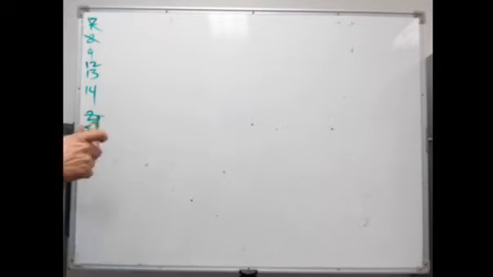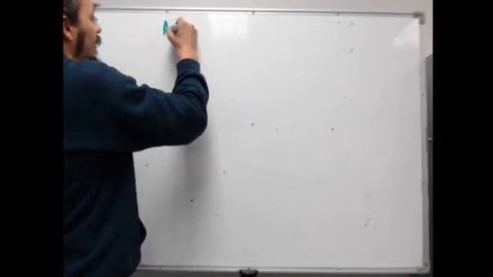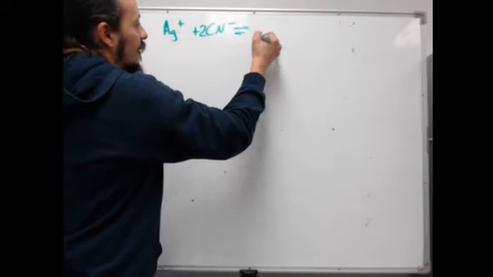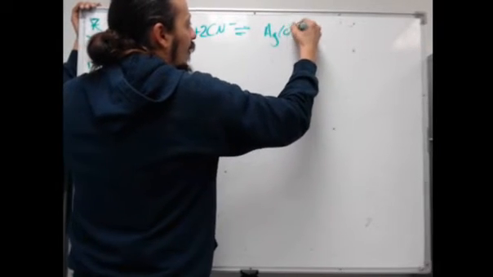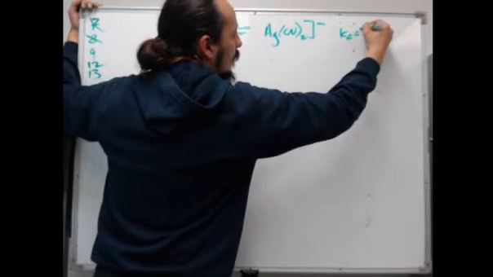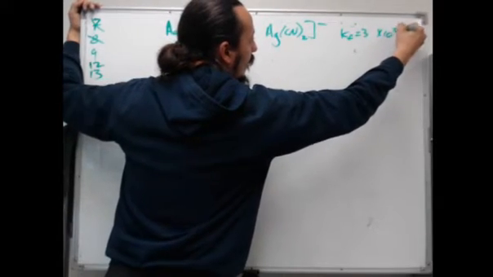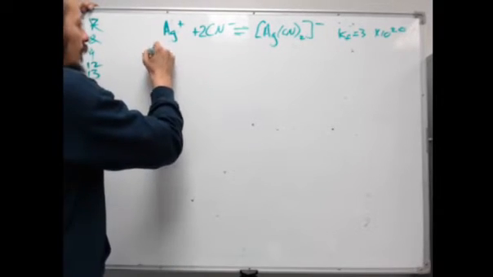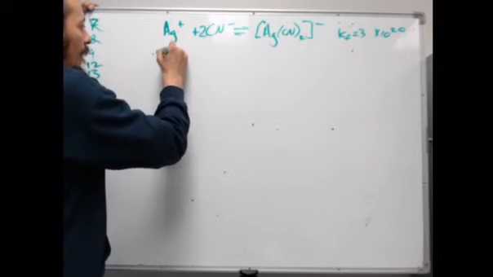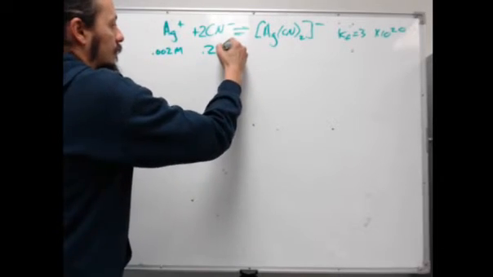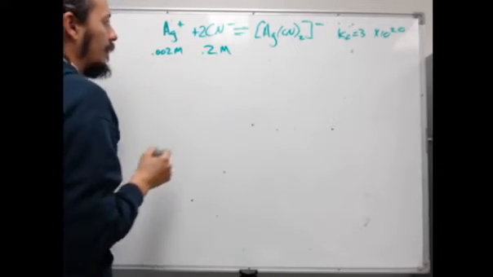Silver ion reacts with cyanide ion to form a colorless complex ion, silver cyanide, Ag(CN)2 minus, which has a formation constant Kf equals 3.0 times 10 to the 20. Calculate the concentration of Ag plus in a solution prepared by mixing equal volumes of 2.0 times 10 to the negative 3 molar silver nitrate and 0.200 molar sodium cyanide.